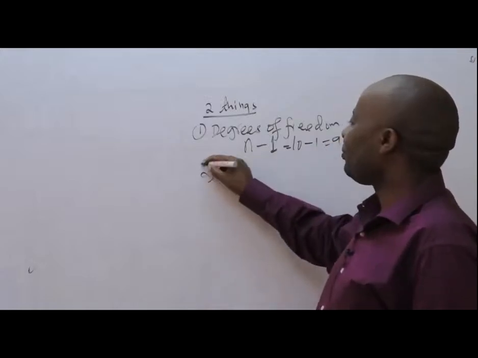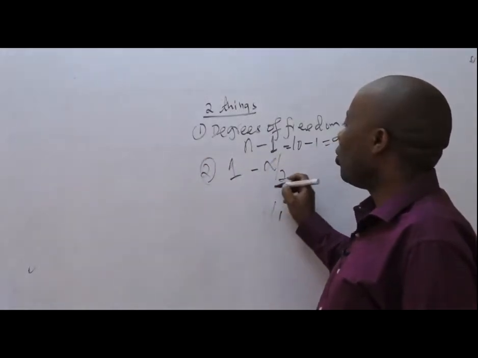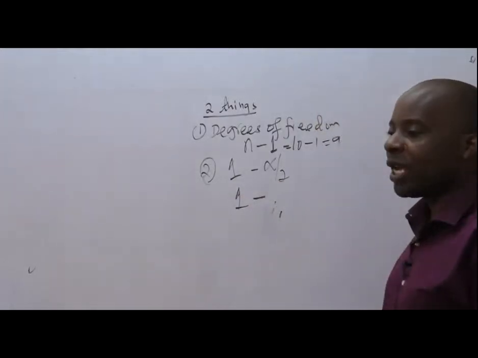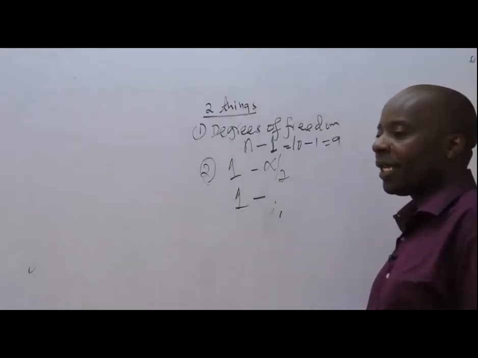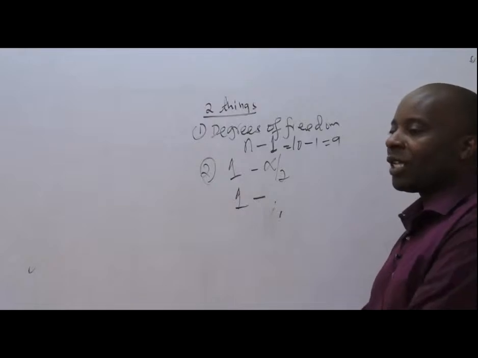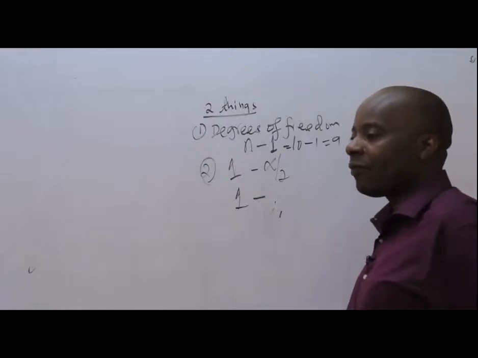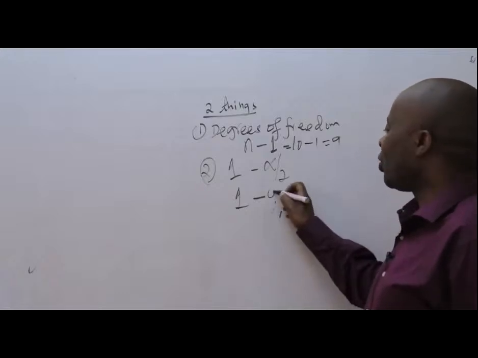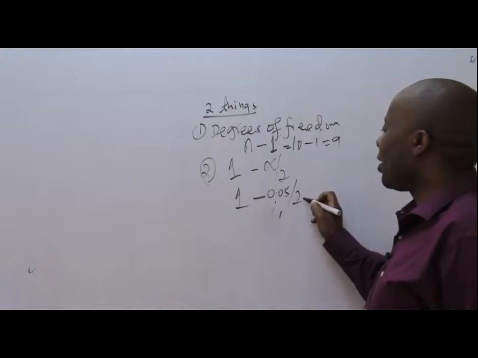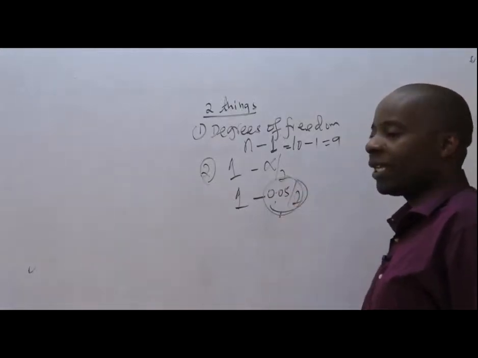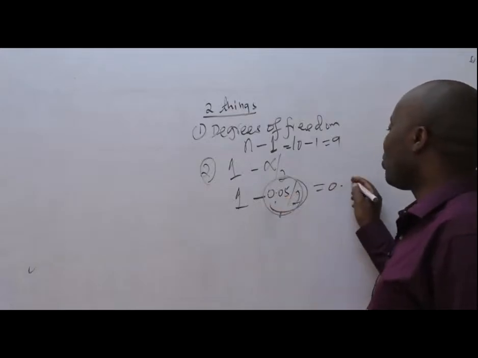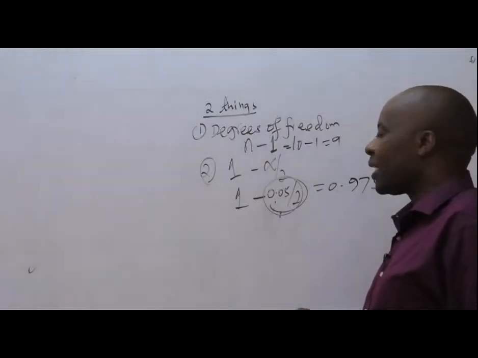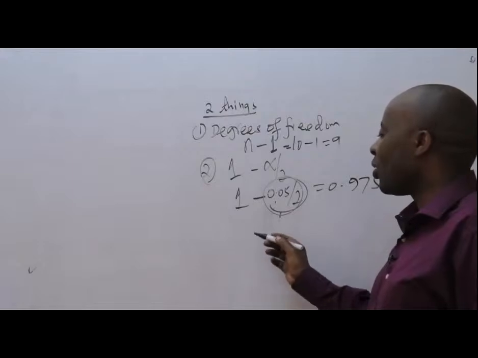Then the other thing you need is 1 minus alpha over 2. Has the examiner given us alpha, or do we assume? Alpha is the level of significance. Do we have alpha? 5%. So 0.05 divided by 2. So 1 minus this will give me 0.975. Once I have that 0.975, I'll go to my T tables.